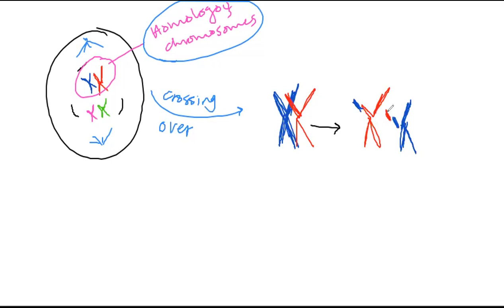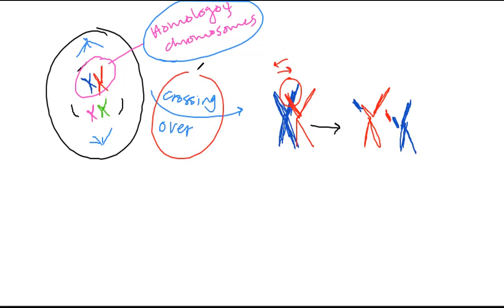So what's happening here, guys? They exchange parts. The red chromosome takes part of the blue, and the blue one takes part of the red. These parts are exchanged. They switch it. Okay, so we call this process crossing over. This is a very important process.